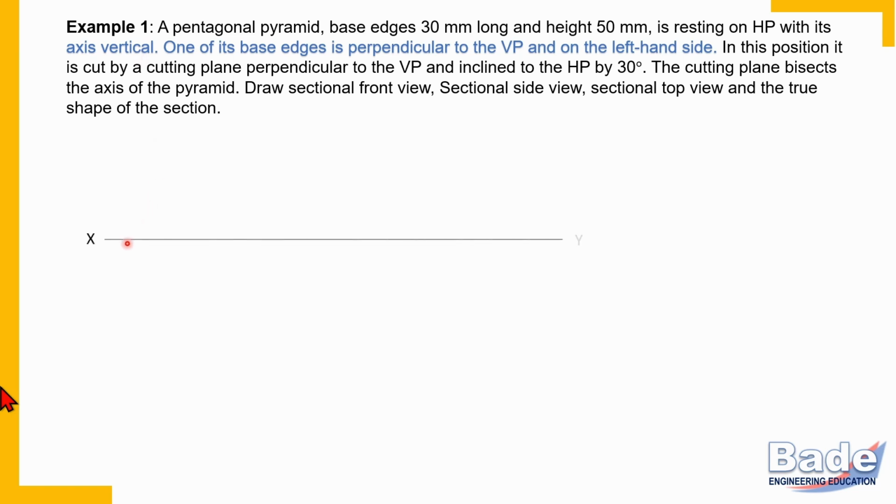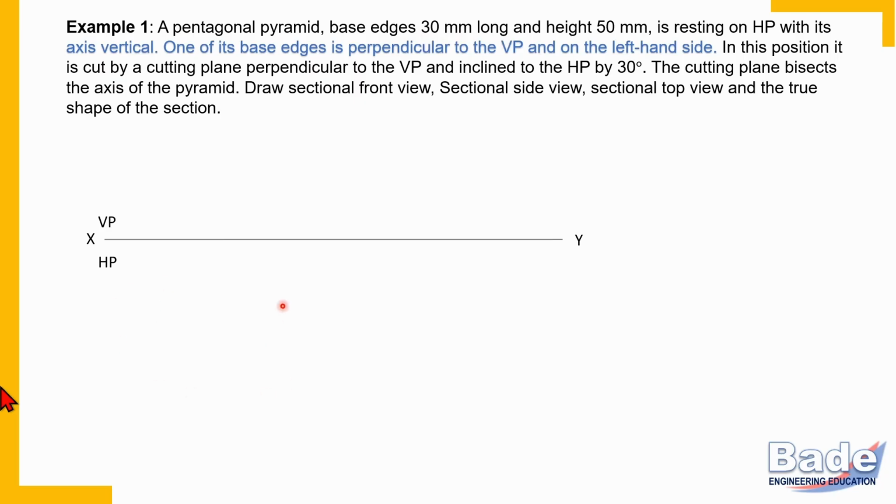Draw XY line, label XY line. Labeling is very important. Since we use first angle method of projection, HP must be below XY line and VP must be above XY line. So now, since axis is vertical, we know true shape of base is in HP. So we are going to draw regular pentagon of sides 30 millimeters in top view.